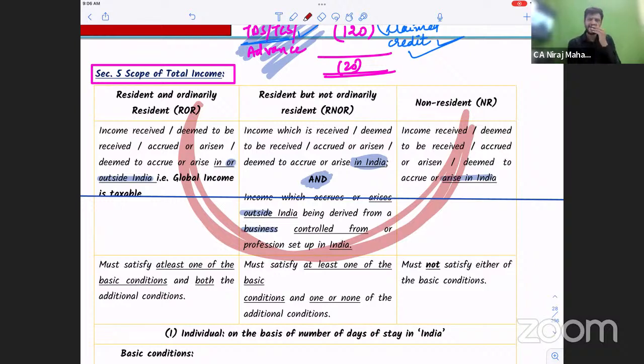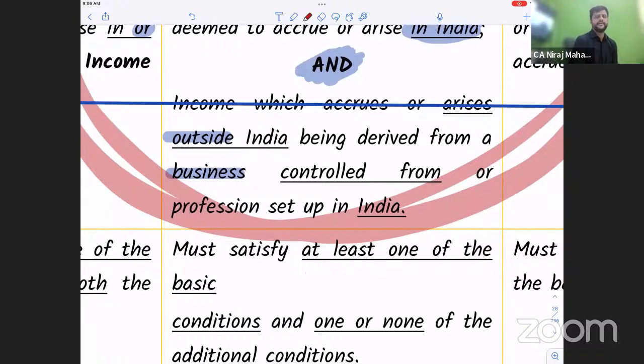Clear? And the middle party between both of them is RNOR. What do we tax for him? Whatever he earns in India, that is common. And whatever is accruing outside India, where he's getting some income, some profit or salary from a business, and the business is happening outside India, but the business or profession is controlled from India. So the management, board of directors, owners, partners are sitting in India or doing all the decision making in India, but actual manufacturing, actual sales, actual process, everything is happening outside India.